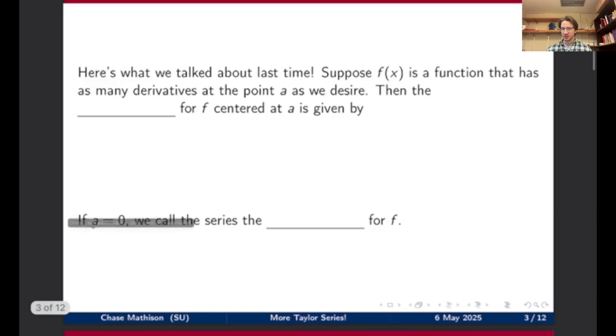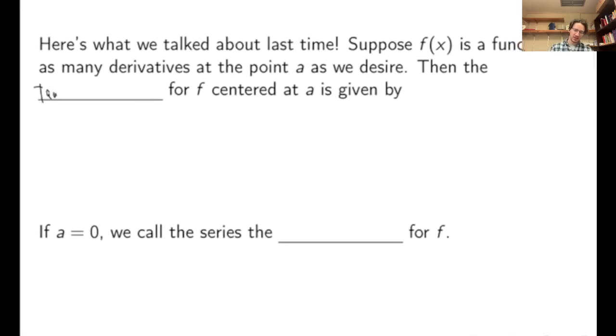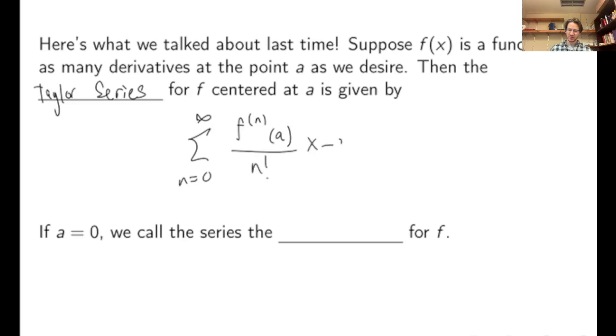So let's remind ourselves of Taylor series from last time. Suppose f of x is a function that has as many derivatives at the point a that we want. Then the Taylor series for f centered at a is given by the sum from 0 to infinity of the nth derivative of f at a over n factorial times x minus a to the n.